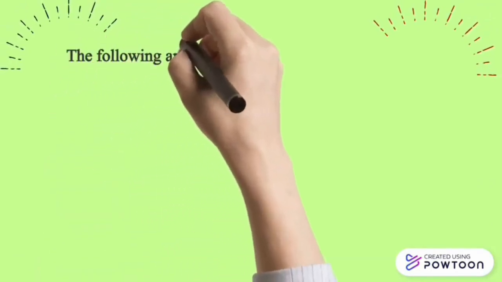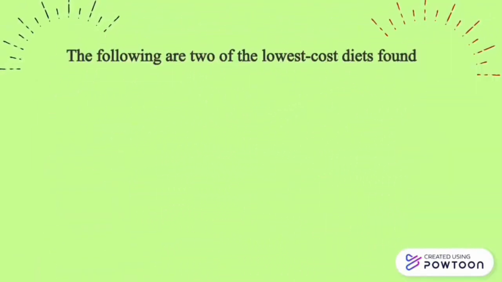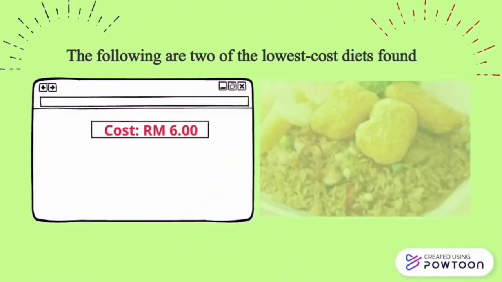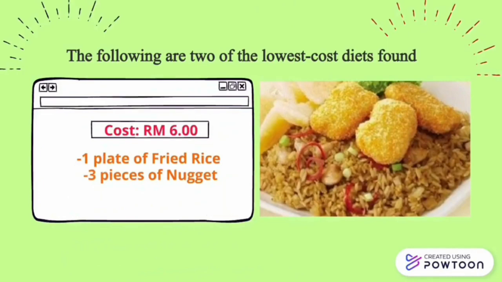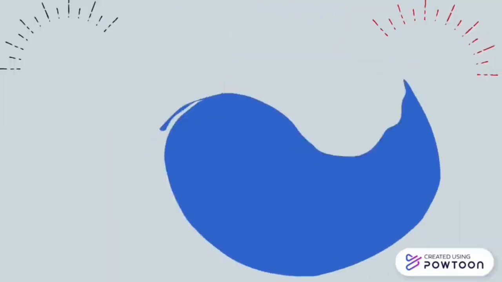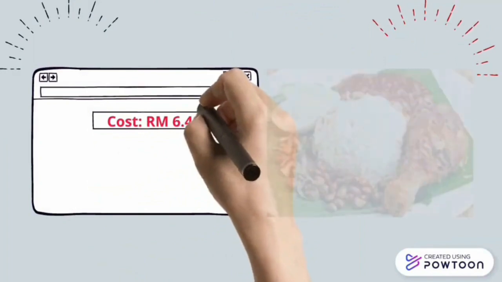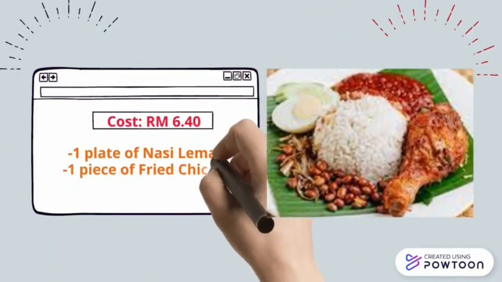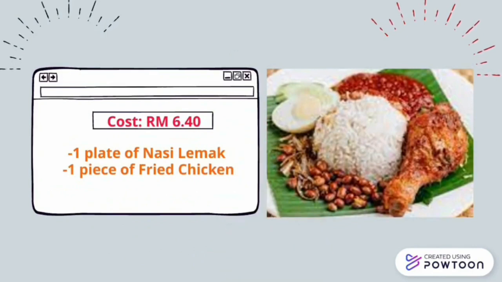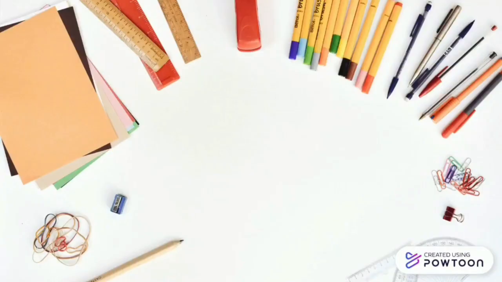The following are two of the lowest cost diets found. The first one, with the cost of RM6, student can get 1 plate of fried rice and 3 pieces of nugget. And the second one, with the cost of RM6.40, student can get 1 plate of nasi lemak and 1 piece of fried chicken. So, I think the sets that have been chosen by student are reasonable and affordable. This is because these sets have sufficient nutrients with low cost for the student lunch time.